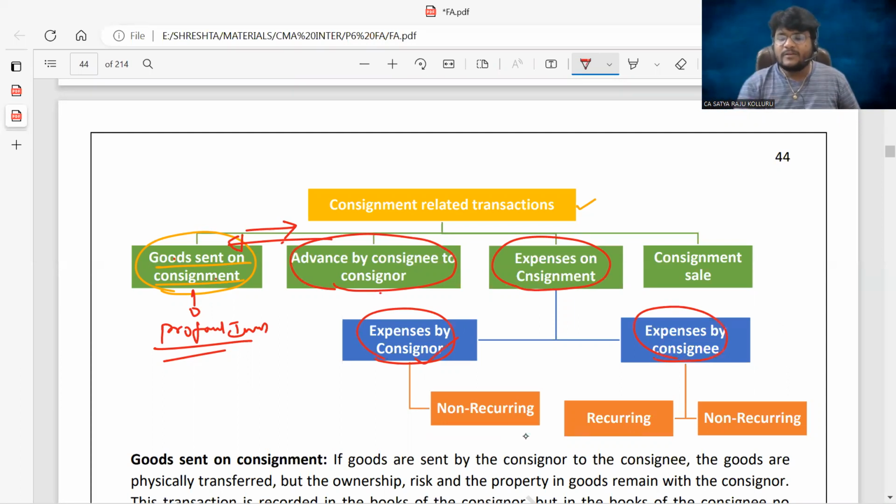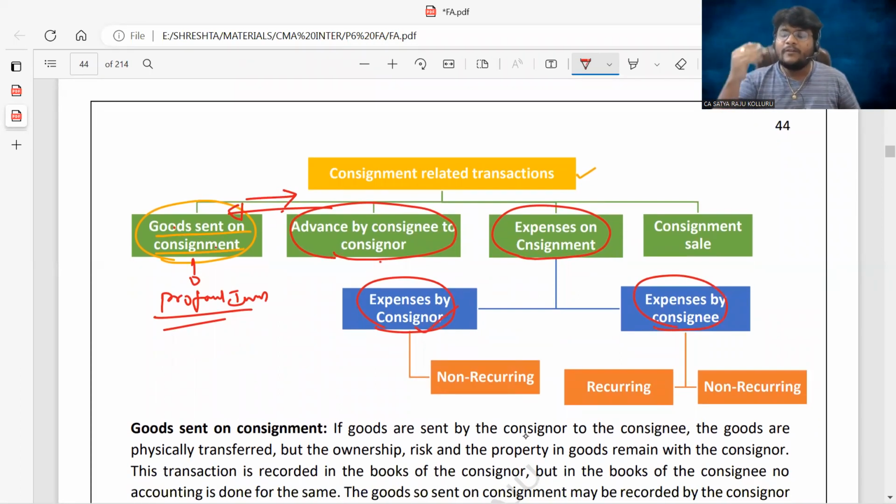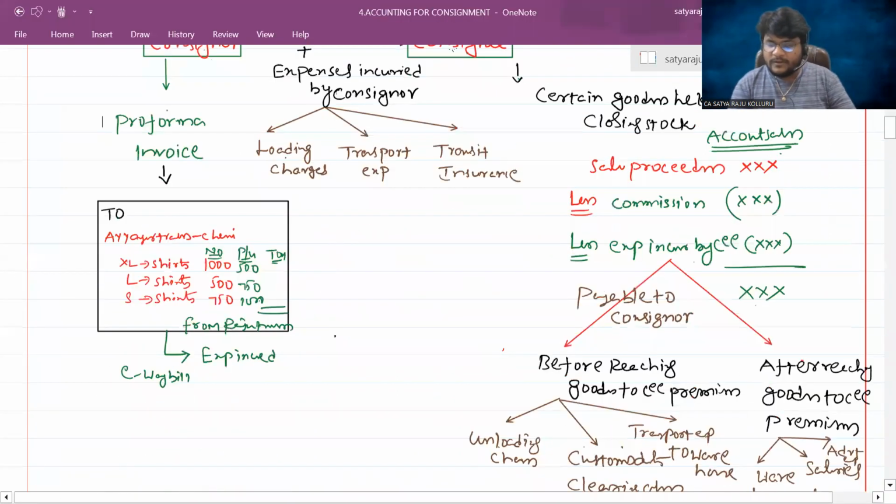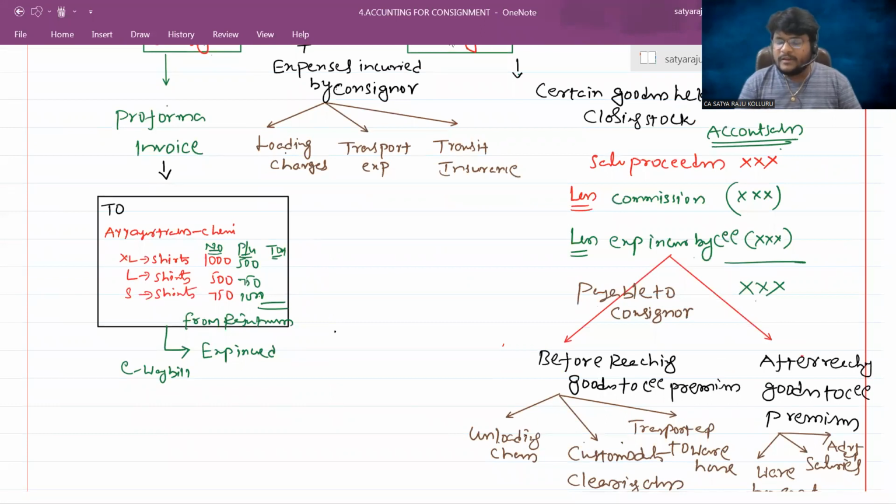Sir, consignee may incur certain expenses before reaching of such goods to his premises and after reaching of such goods to his premises. Before reaching of goods to his premises is known as non-recurring expenses. After reaching of goods to his premises is known as recurring expenses. I had not told you earlier. Now I am telling you, concentrate. Here, expenses are of 2 types now. Before reaching goods to the consignee premises, if consignee incurs any expenses, these are known as non-recurring expenses, in bracket if you want, you can write non-recurring expenses. Sir, after reaching of goods to the consignee premises, the expenses are known as recurring expenses.